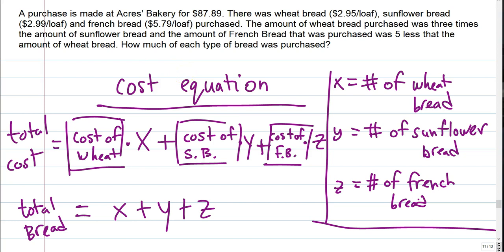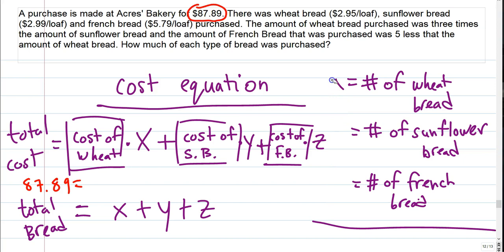Okay, this $87.89, that is a total cost. How did we get that? Well, it was each amount, x being the amount of wheat, y being the amount of sunflower, z being the amount of French bread. By the way, it's kind of hard sometimes to keep track of x, y, z. So I'm going to go ahead and say I don't mind if we use w, s, and f.